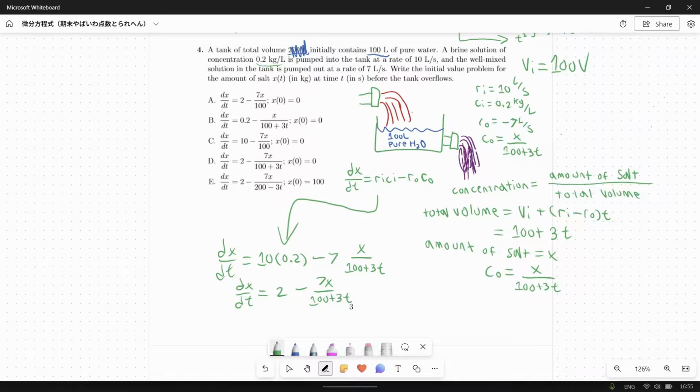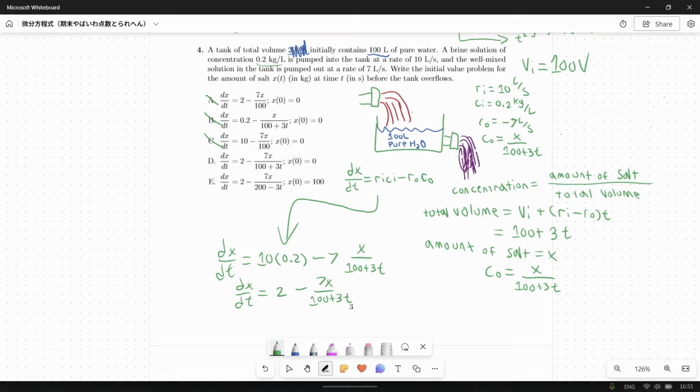And so from here, we can start to eliminate a couple of answers. We can get rid of A, B, and C. A, B, and C are automatically out of the question because the differential equation in those answer choices does not match ours. Now it's just a matter of figuring out what our initial condition is going to be. So it's down to D and E.